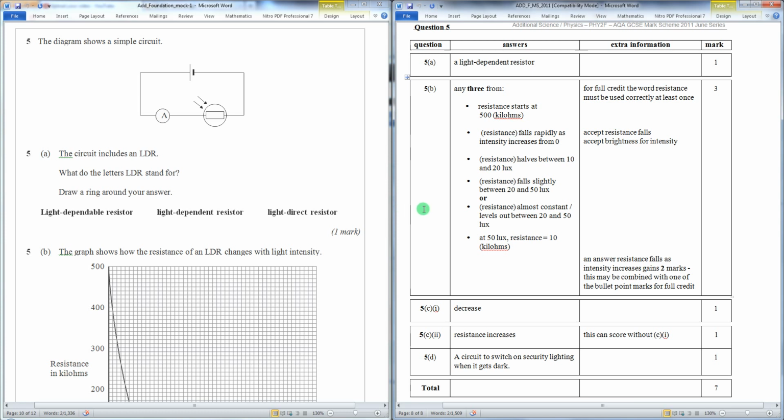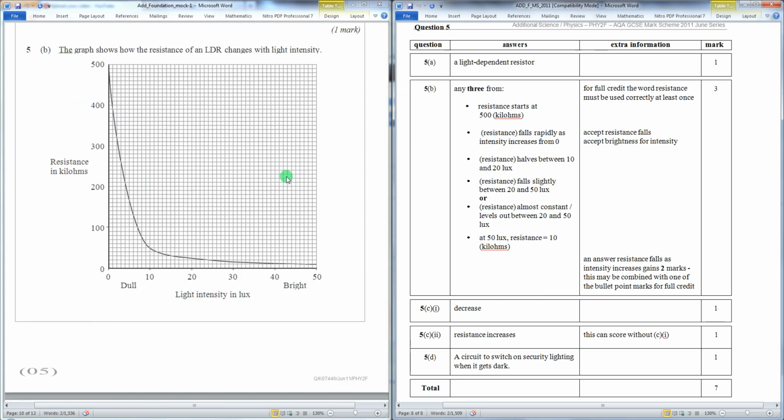Question 5 is another electricity question, and again starts with a circuit symbol you have to learn. This one's a bit more advanced than the switch, and the three options you get are very similar, so you really have to know which one it is. It's the middle one, the light-dependent resistor, that this symbol represents.